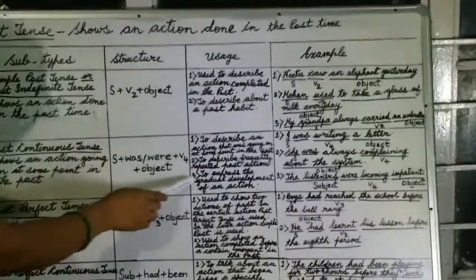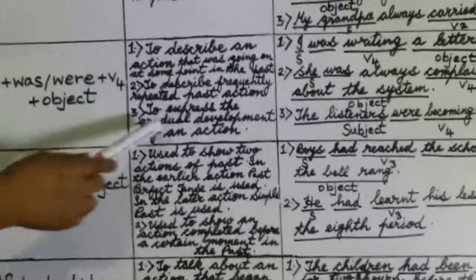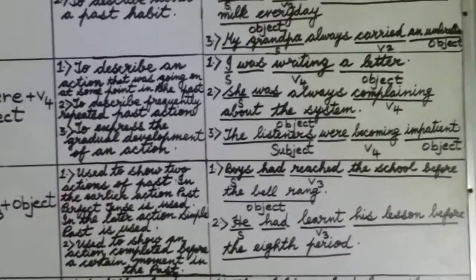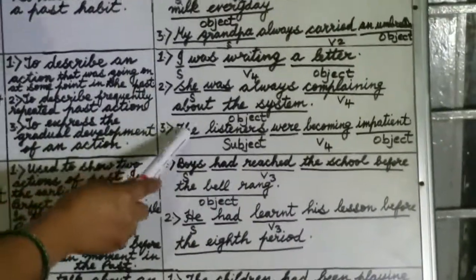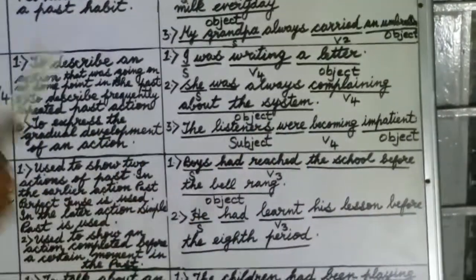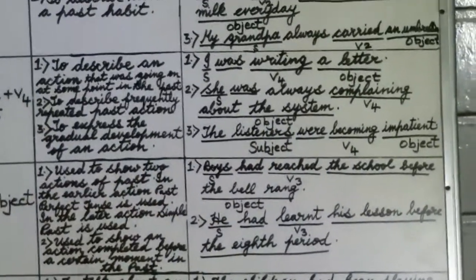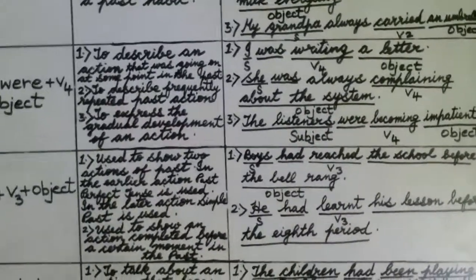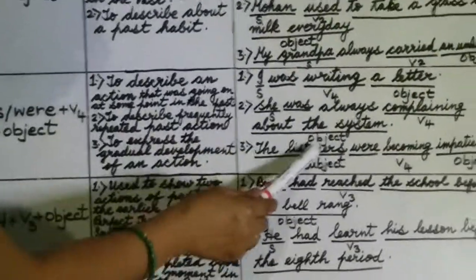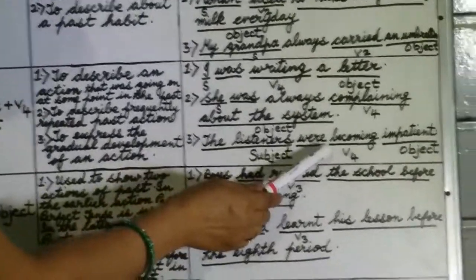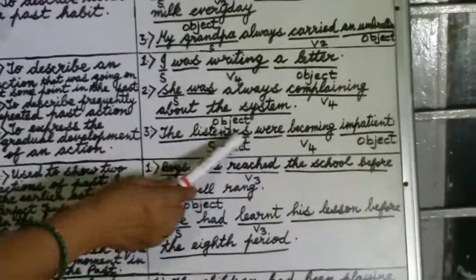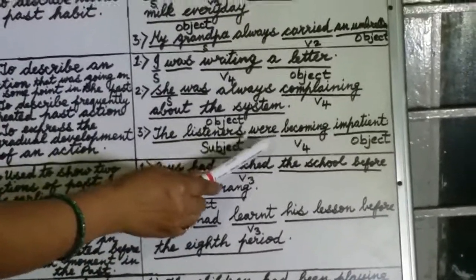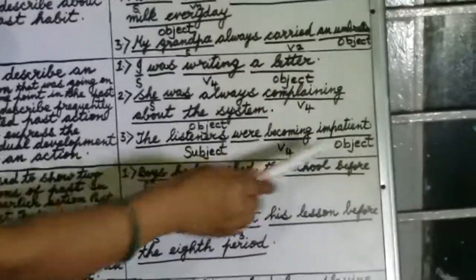Now coming to the third usage of past continuous tense. To express the gradual development of an action. Gradual means step by step development of an action. The listeners were becoming impatient. That means the program was going to be held but it had not yet started, so the listeners were becoming impatient to listen to the music or whatsoever. The listeners is the subject in this sentence and were is used because listeners are plural, so with plural we do not use was, we use were, and becoming is the V-ing, and the rest is the object.